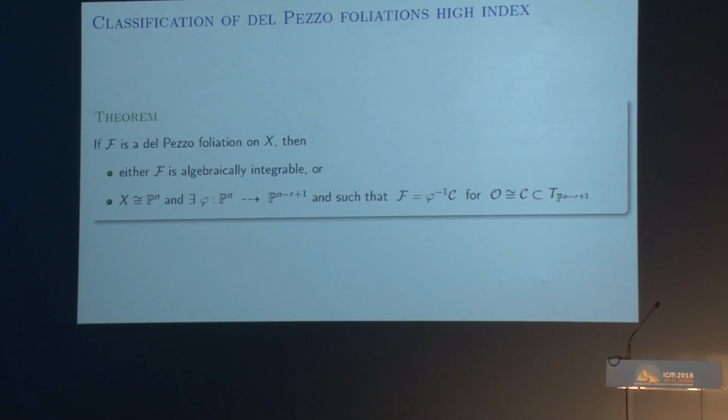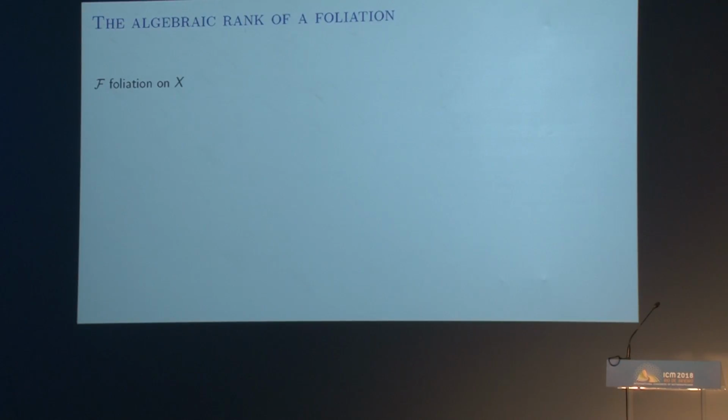So we started to study the relationship between positivity of the foliation, which here is measured by the index, and algebraicity of the leaves. First let me introduce an invariant which measures the algebraicity of the foliation. If you start with a foliation on X and take a general point, you can look for the largest algebraic variety passing through this point that is everywhere tangent to the foliation.